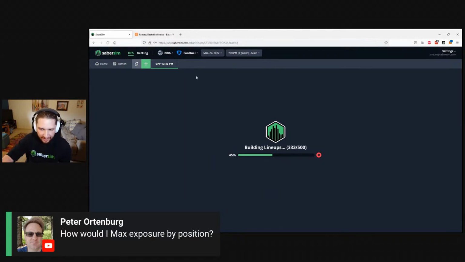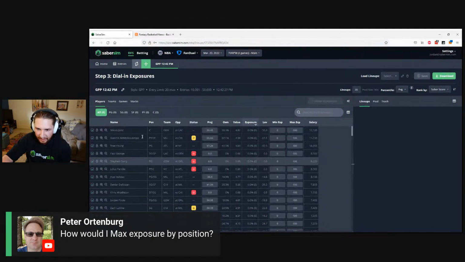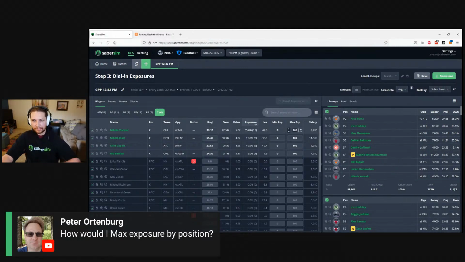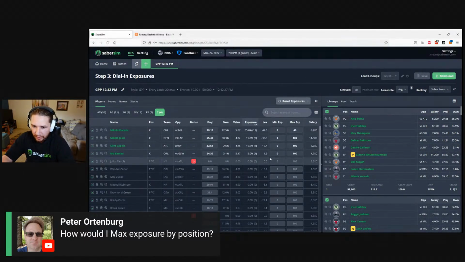Not to say this is a must, but I think it's an interesting idea here, especially on a slate where there's a lot of good centers out there. So if you wanted to do this, I think the easiest thing to do would be to just do this in step 3, rather than setting a global cap in step 1. So maybe you come over here, decent example tonight, right? Maybe you say maximum 40% of one center.